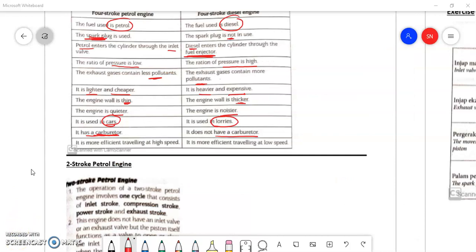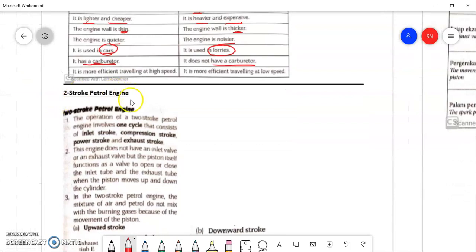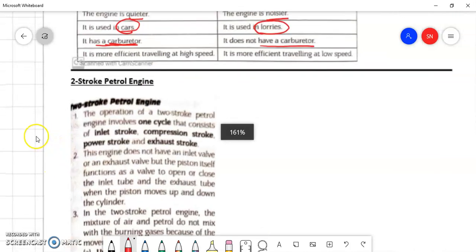Okay, so now finally let's look at the 2-stroke petrol engine. We have covered 4-stroke petrol and 4-stroke diesel, and looked at the differences. Now we look at the 2-stroke petrol engine. This is a small engine used mostly in small motors, for example grass cutters. Any small engines or small motors normally use a 2-stroke petrol engine. Its operation involves one cycle, which has the combination of inlet, compression, power and exhaust.